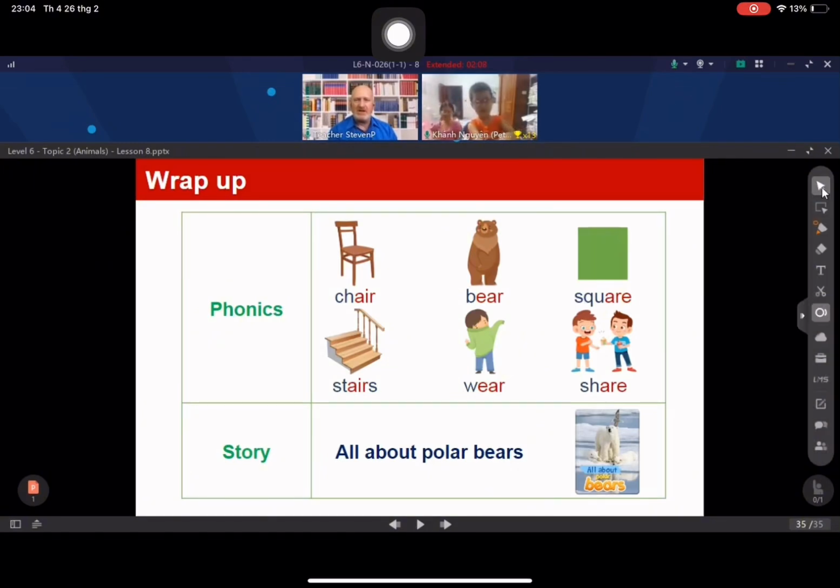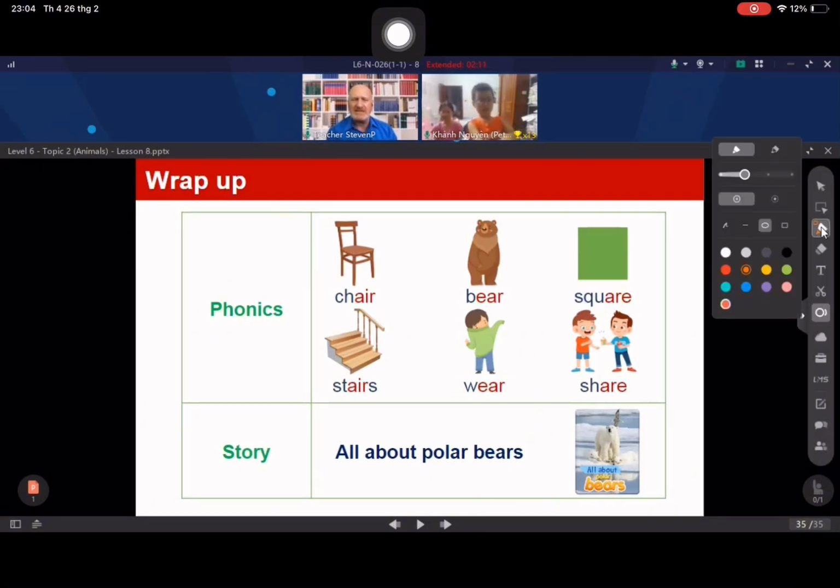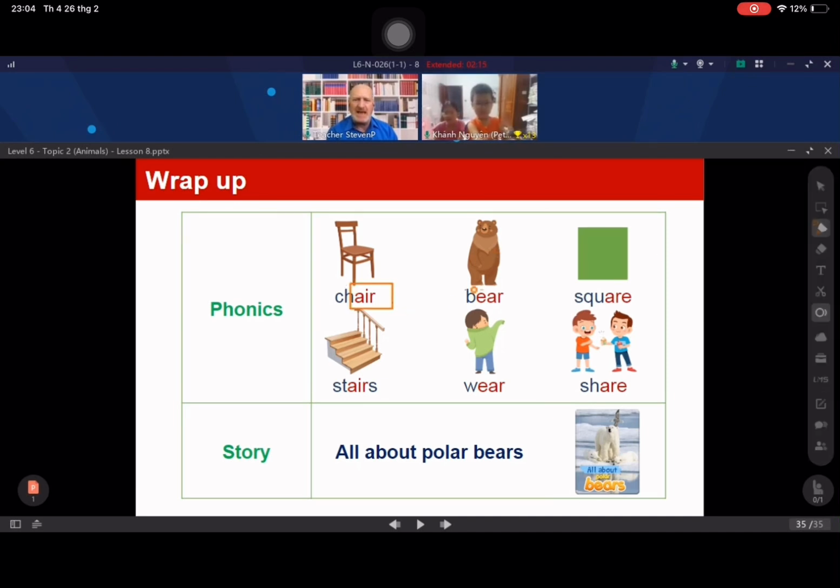Okay, so everybody, we talked about phonics today. We practiced the air sound, and there are 3 different ways that we can spell the sound. We can spell it A-I-R, or E-A-R, or A-R-E.